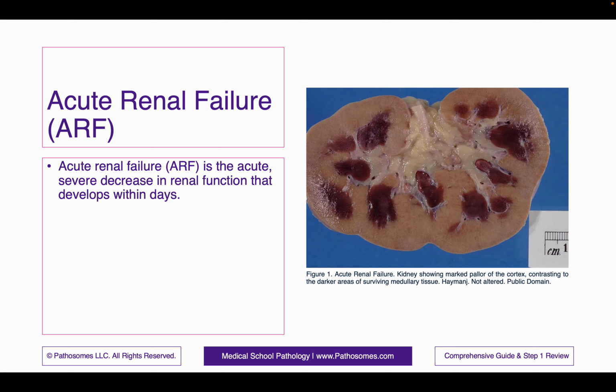Acute renal failure. What is that exactly? Well, acute renal failure is the acute, severe decrease in renal function that develops within days, right? Now you see this kidney here again, bivalved, one section of this kidney showing marked pallor of the cortex, contrasting to the dark areas of the surviving medullary tissue.